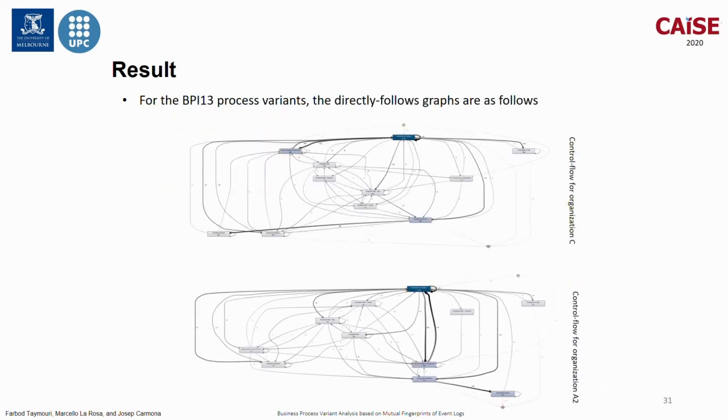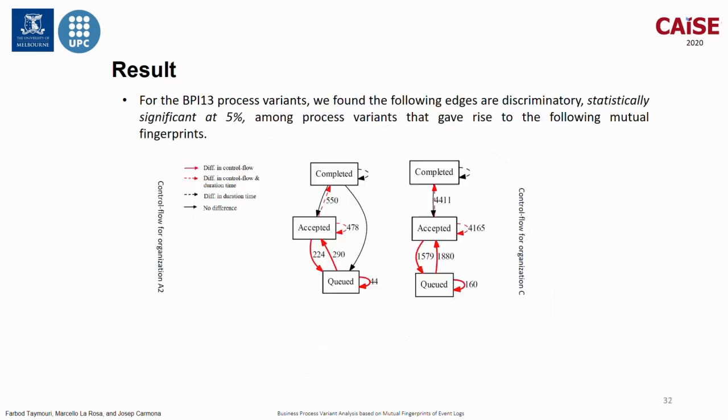For the BPI 13, you see the directly follows graph for organizations A2 and C. Again, there is no clear control pattern from the beginning to the end of the process that can distinguish these variants. We found the following mutual fingerprints. You can see that they are the same except that in A2 there is one more arc from the completed task to the queued task.